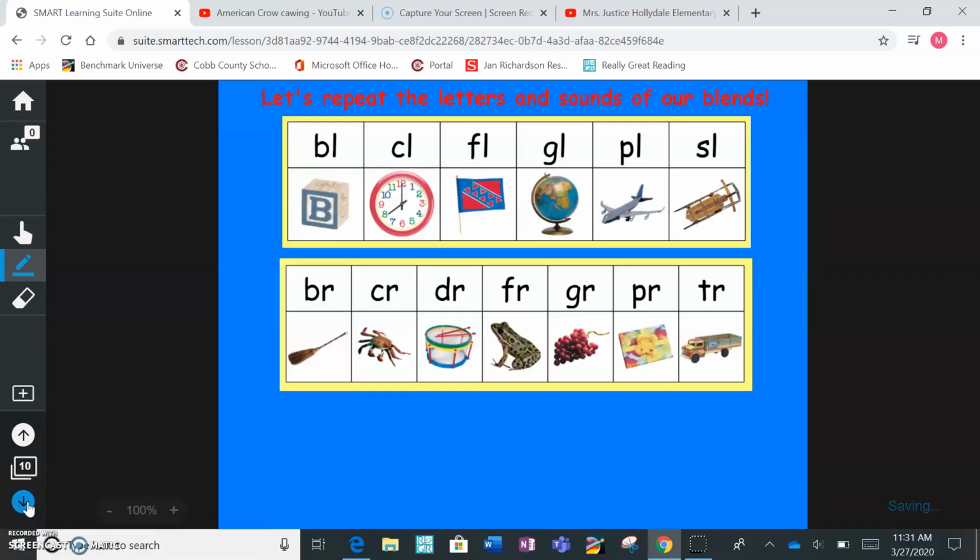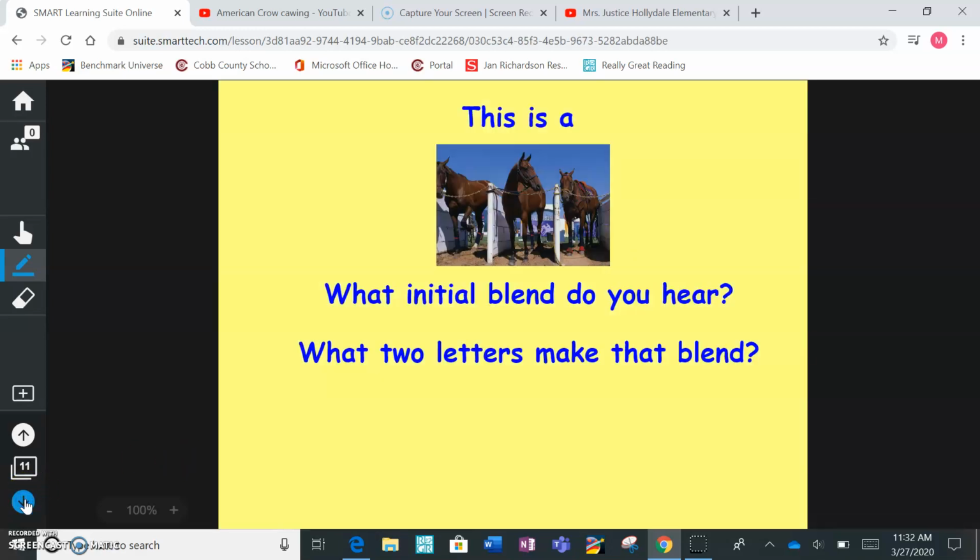All right, quickly we're going to review sounds and letters of our blends. Bl like block, cl like clock, fl like flag, gl globe, pl plane, sl sled, br broom, cr crab, dr drum like we just wrote with draw, fr frog, gr grape, pr present, and tr truck. Wow, you guys are getting fast.